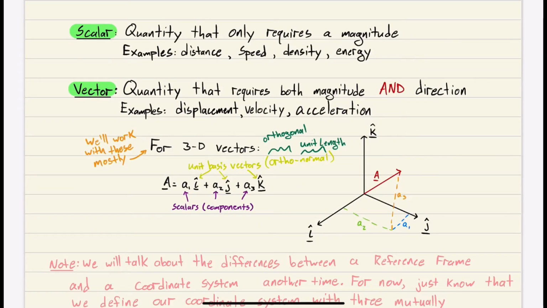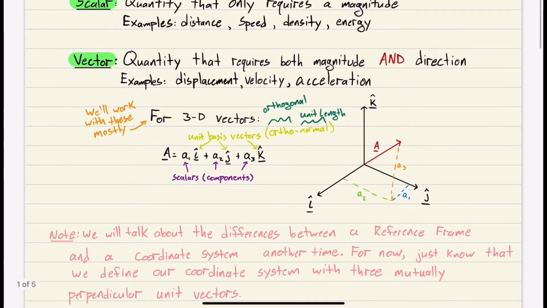So we'll be working with these 3D vectors, mostly. And a vector has two components. It has a scalar component, which is A1, A2, and A3. Those are the scalar components, or the distance components. And then we have these direction components, which are this I hat, J hat, and K hat.